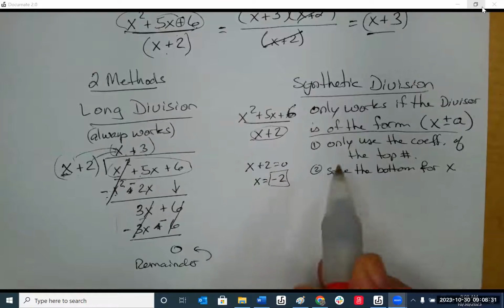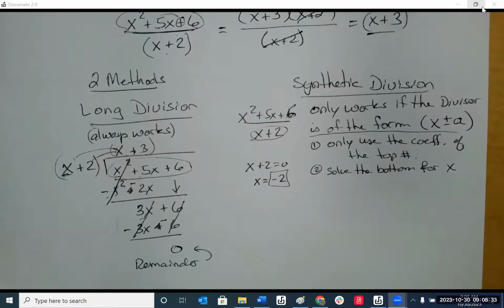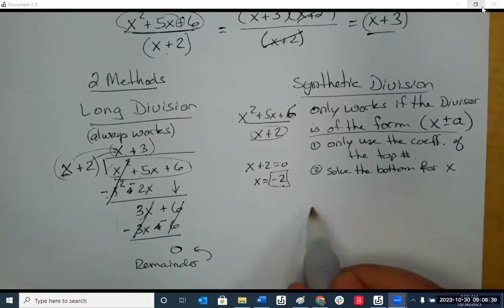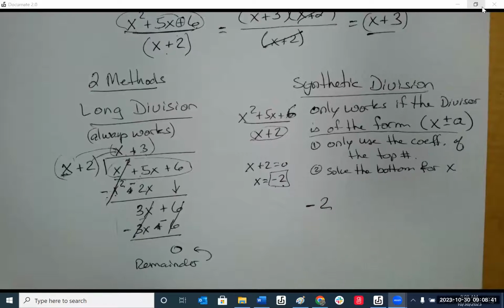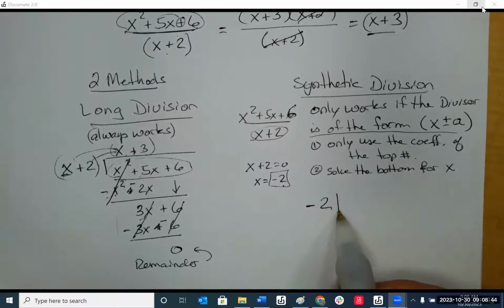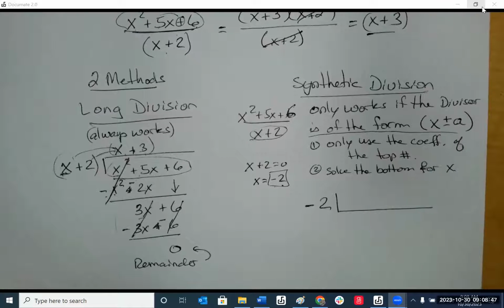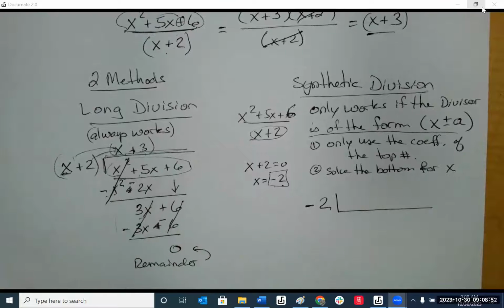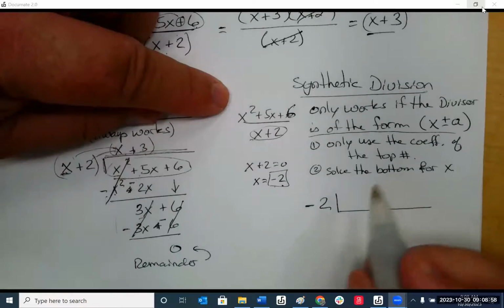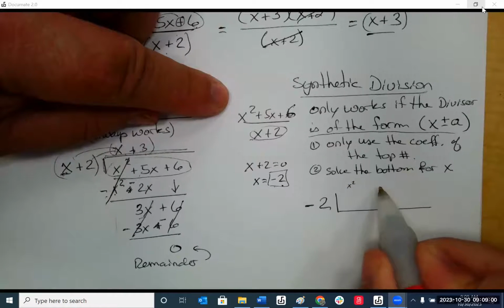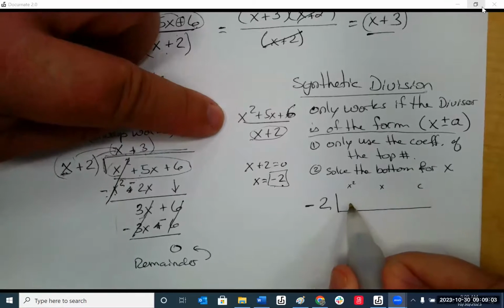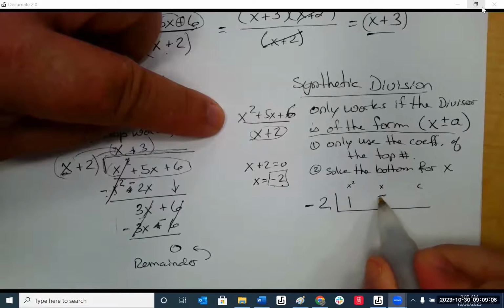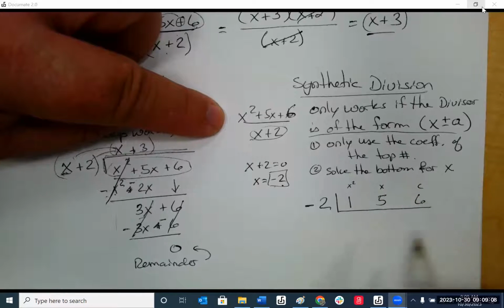Remember, in synthetic division, there are no letters. It's only numbers. So this is our denominator. It goes out to the side. And synthetic division uses that symbol. It's the opposite of the long division. Now, inside here go the coefficients of x squared, of x, and the constant. So it's positive 1, positive 5, positive 6.